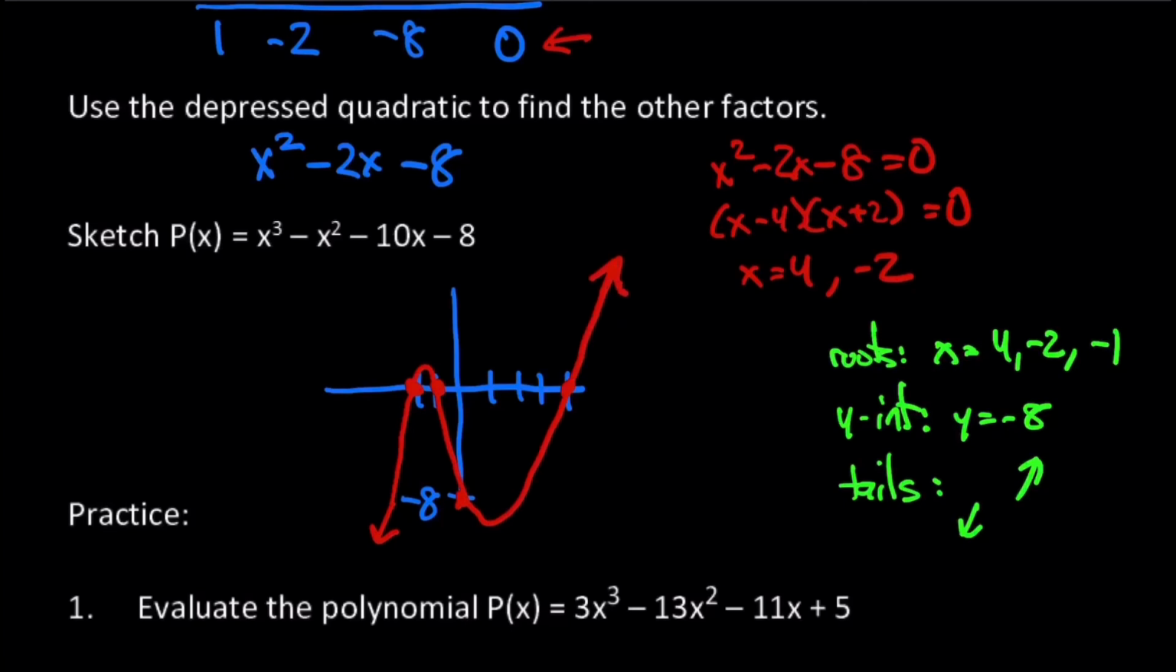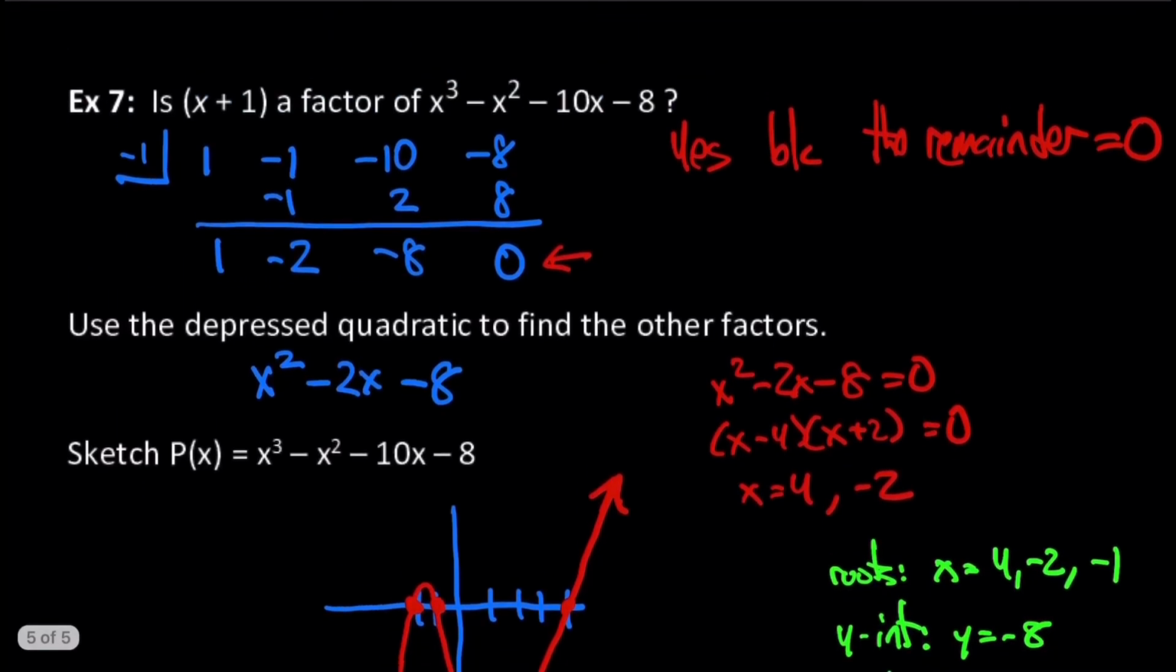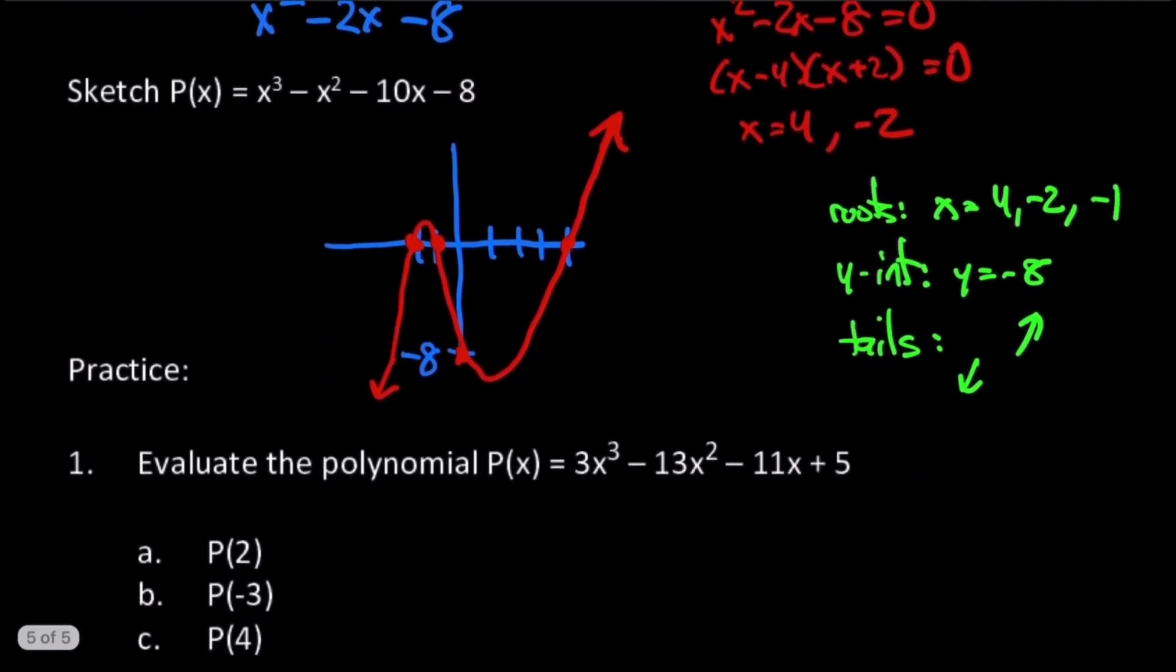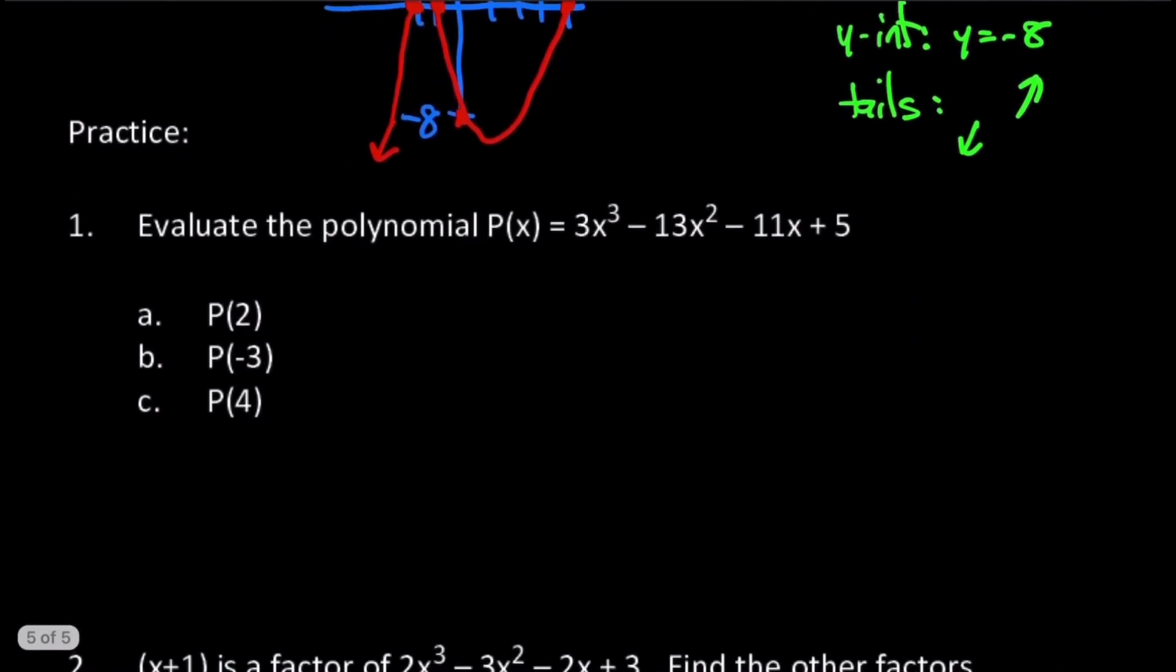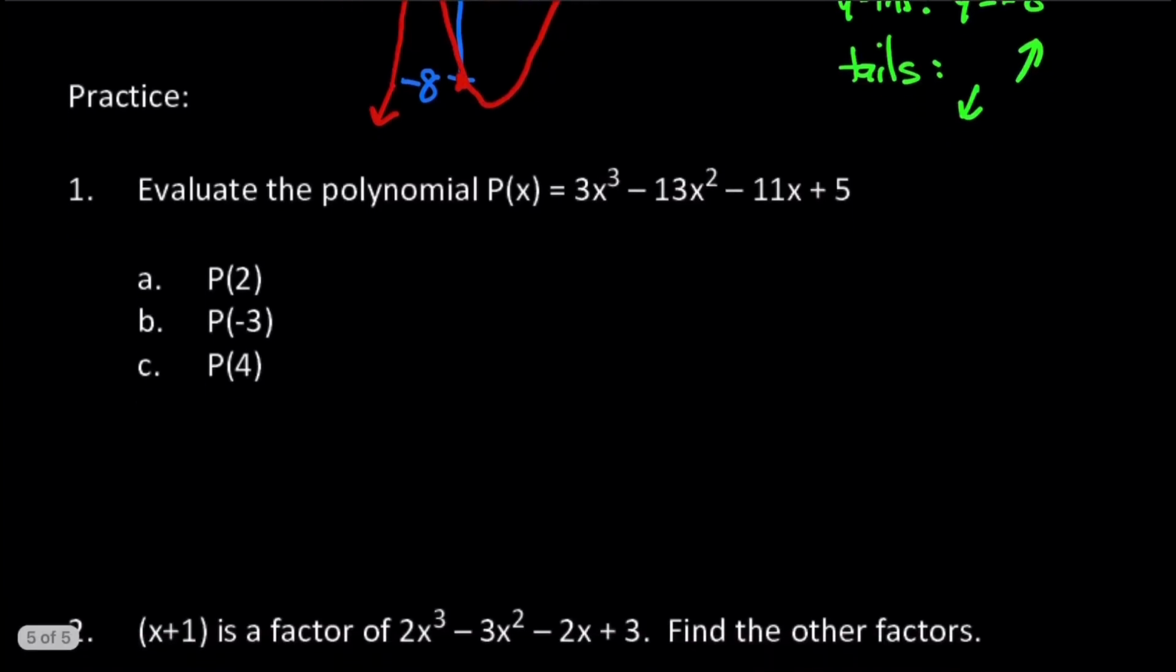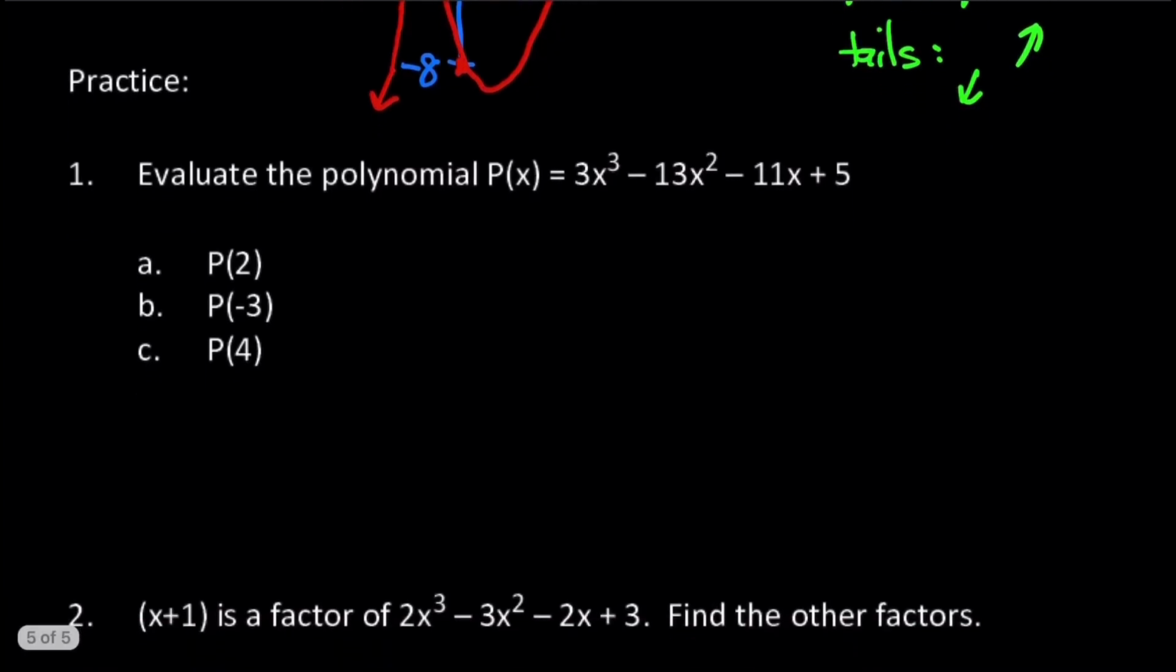All right, so cool. We're going to be using synthetic division to sketch our polynomials. And a cubic is just the beginning. We're going to go to quartic, 5th degree, 6th degree. All right, two quick practice problems here. Evaluate the polynomial at p of 2, p of negative 3, and p of 4.